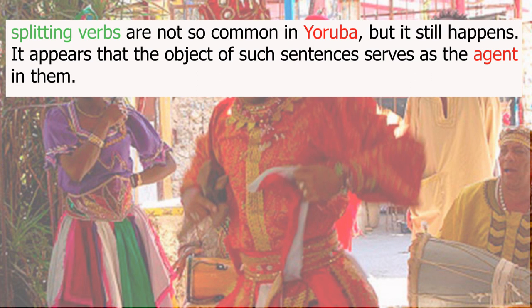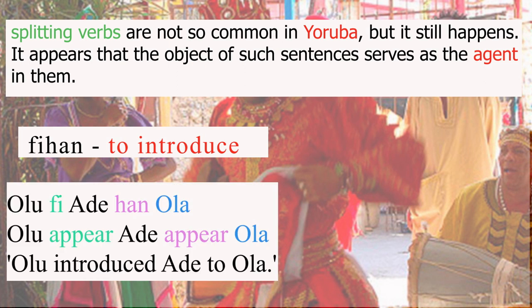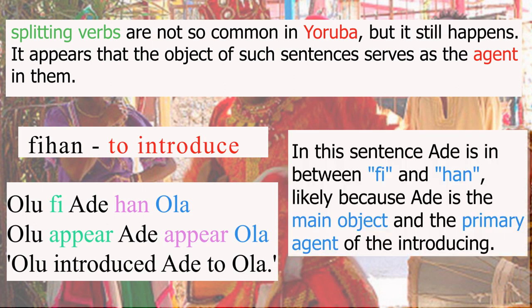Splitting verbs. Splitting verbs are not so common in Yoruba, but it still happens. It appears that the object of such sentences serves as the agent in them. Fihan, meaning to introduce. Olu fi ade han ola. Olu introduced Ade to Ola. The word ade appears between fi and han because ade is the main object and the primary agent of the introducing.